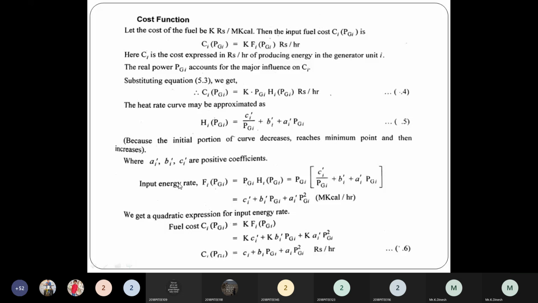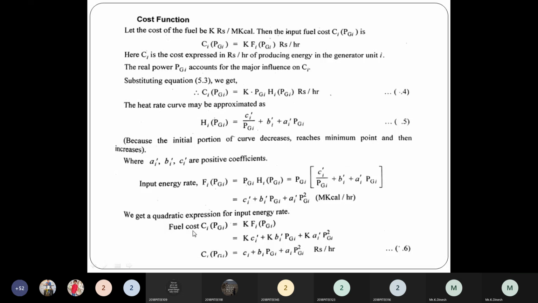Now I am substituting all the values in the input energy rate Fi of PGi. Fi of PGi is nothing but PGi into Hi. Here PGi is common: Ci dash by PGi plus Bi dash plus Ai dash PGi. If we simplify further, Ci dash plus Bi dash PGi plus Ai dash PGi square, mega kilocalorie per hour. So here we have achieved a quadratic expression for the input energy rate.